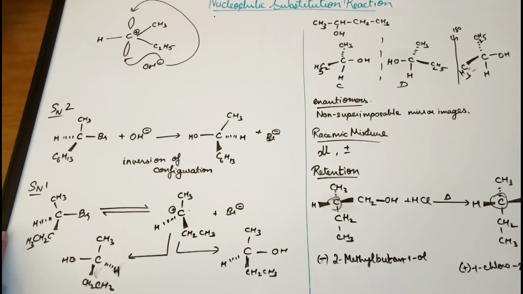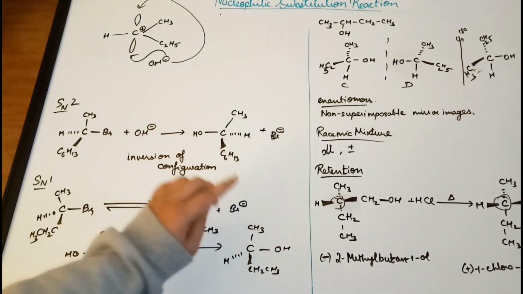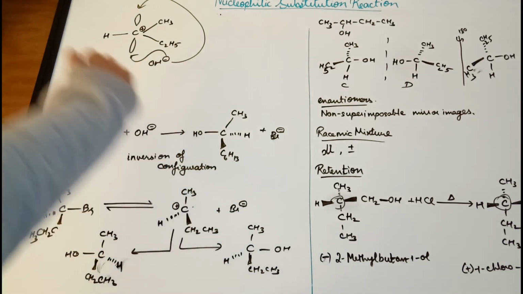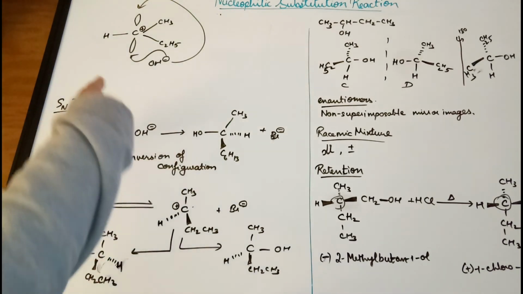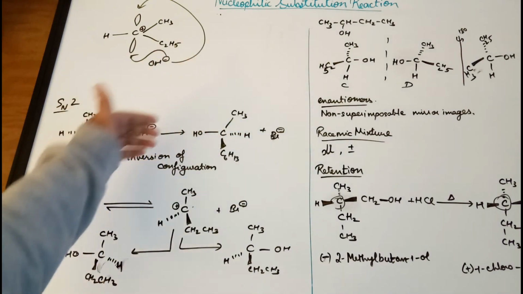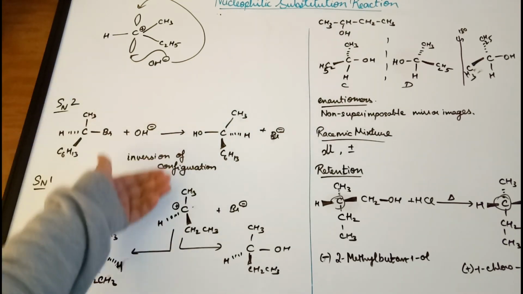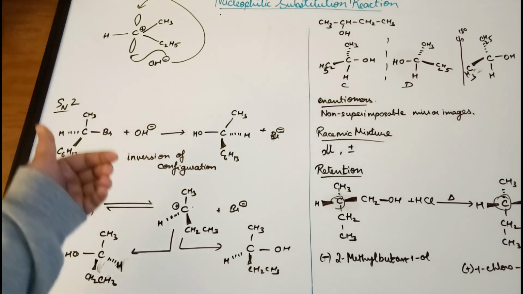From there, we moved on to understand the SN1 and the SN2 processes. In SN2, because it's a single step process, the OH minus is attacking from the back, and the Br is going to get pulled away, and there is going to be an inversion of configuration taking place. So the product which we get is going to have an inversion of the configuration.